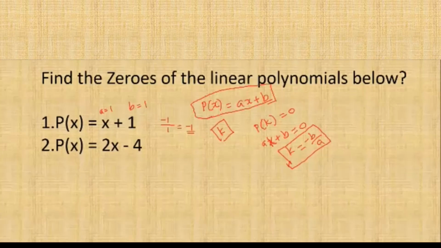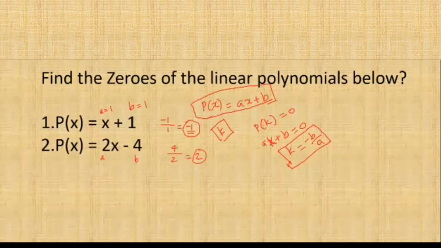And in the second example, the zero of 2x minus 4: here a is 2 and b is minus 4. So the zero of this polynomial will be minus b by a. So b is already minus 4, so minus b will become 4, divided by a, which is 2. So 4 by 2 is 2. So minus 1 is the zero of the first polynomial and 2 is the zero of the second polynomial.